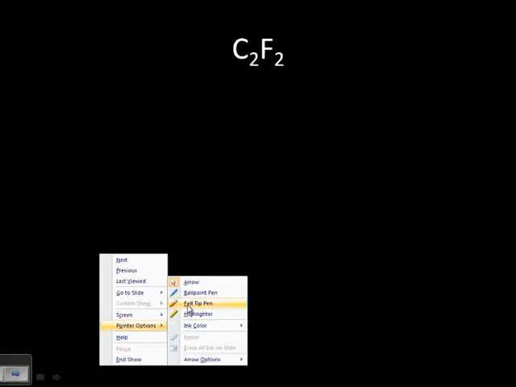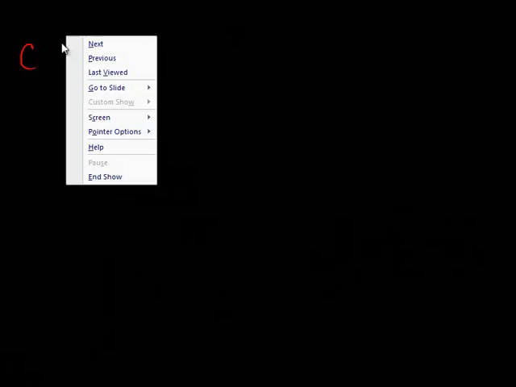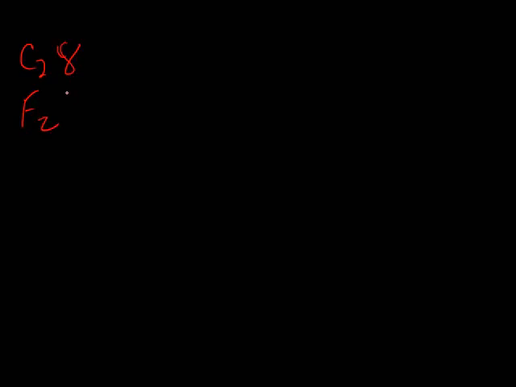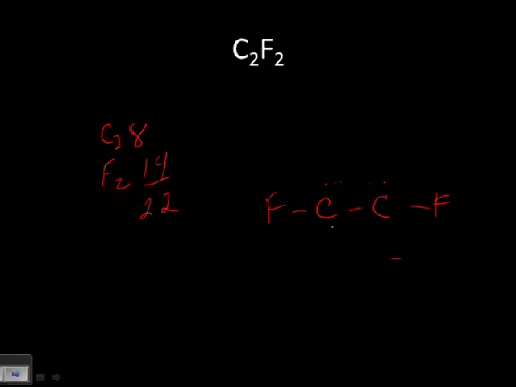Okay, C2F2. I'm going to have 2 carbons, each has 4 electrons. That's a total of 8. I have fluorine, each has 7, that's a total of 14. That's going to give me 22 electrons. Okay, so I'm going to do carbon and carbon. That's a non-polar bond. I'm going to surround it by the fluorines. Give everybody an octet, see what I've got.